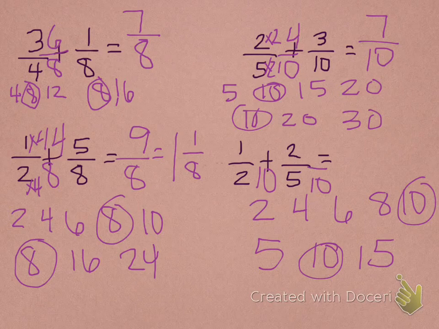So 2 times 5 is 10. 1 times 5 is 5. 5 times 2 is 10. 2 times 2 is 4. Therefore, my answer is 9/10.